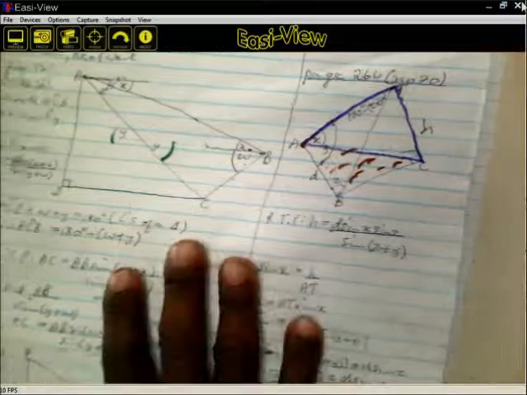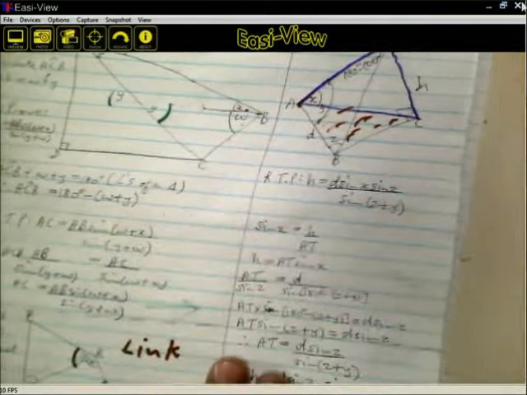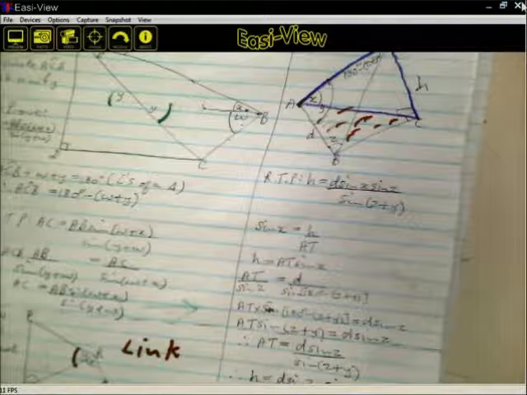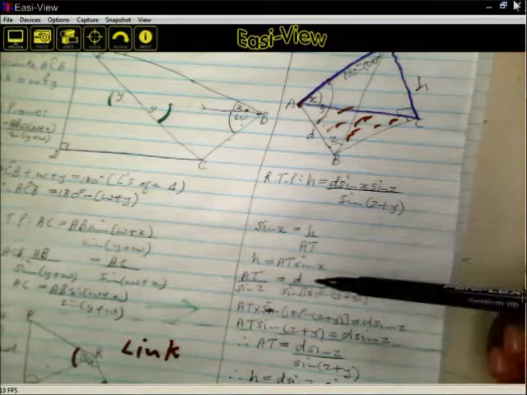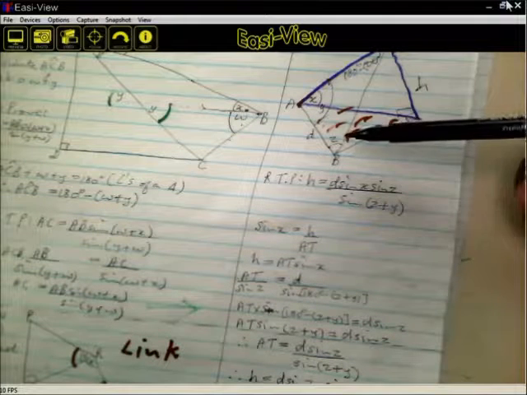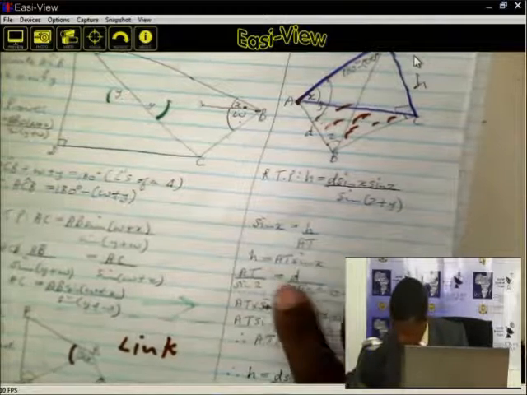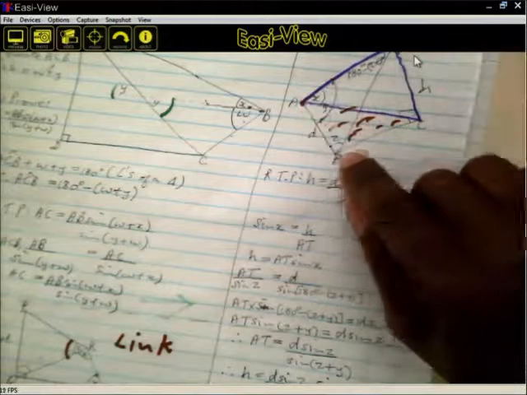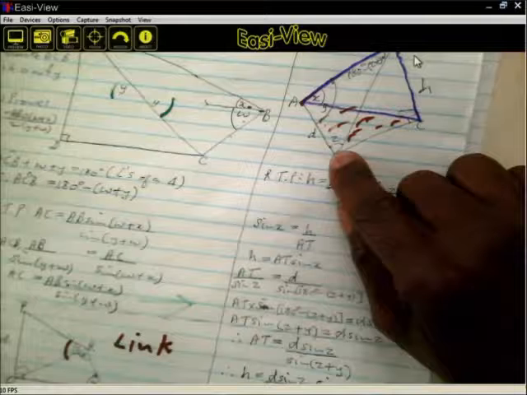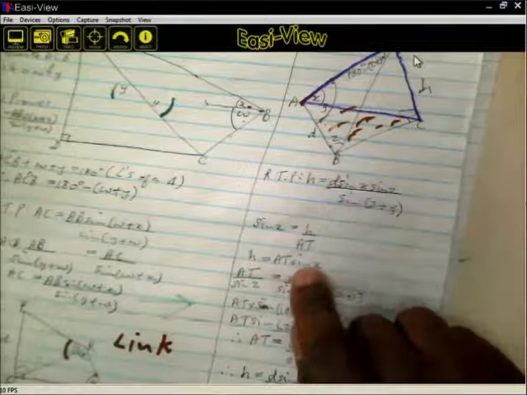But it is also part of this triangle. Hence we go to the non-right angle triangle and we have AT over sine z. Here's your z. AT is opposite to z. Okay? Is equal to d.